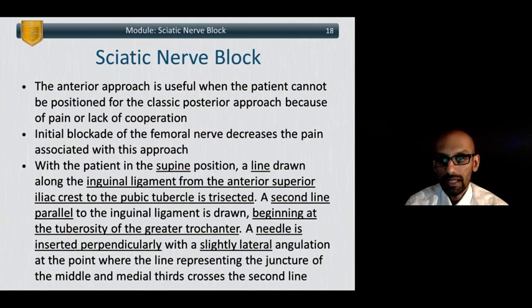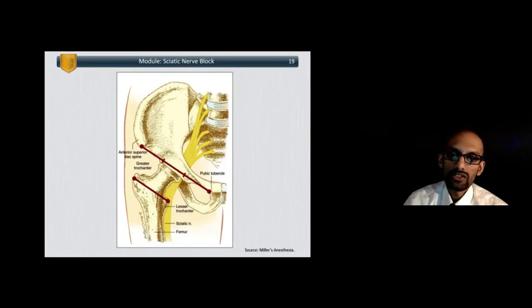So if the patient is lying supine, you draw a line along the inguinal ligament from the anterior superior iliac crest to the pubic tubercle. A second line parallel to the inguinal ligament is drawn, and it begins at the tuberosity of the greater trochanter. The needle is inserted perpendicularly with a slight lateral angulation at the point where the line representing the juncture of the middle and medial thirds crosses the second line. Okay, and so that's what you see here.